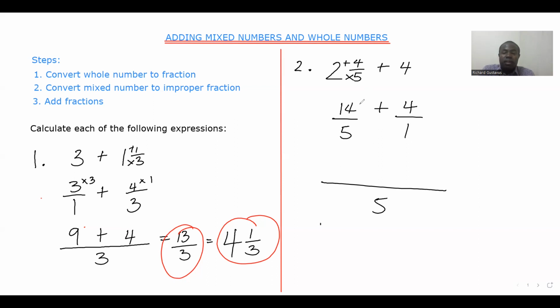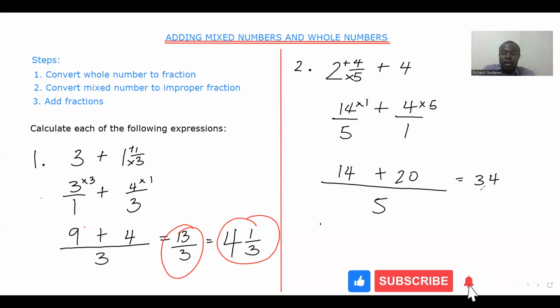So 5 into itself, that goes 1 time. So we're going to multiply 14 by 1, which will give us 14. Then we're going to divide now. 1 into 5 rather, that goes 5 times. So that's 4 times 5, that will give us 20. So here we have 14 plus 20, which is 34. And now we divide that by 5. Now 5 into 34, that goes 6 times, and we'll be left with a remainder of 4.